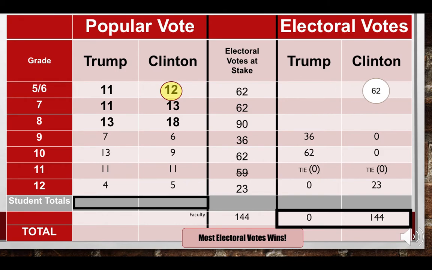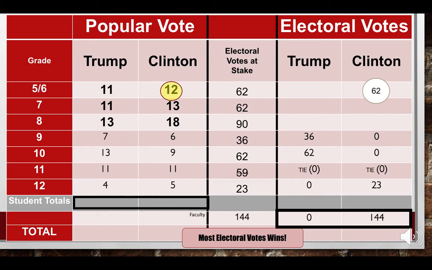So in the electoral college system, it is a winner take all in most of the states, I believe, except 2. That means it doesn't matter how close it is. They don't split them up. All of those electoral votes go to one candidate.